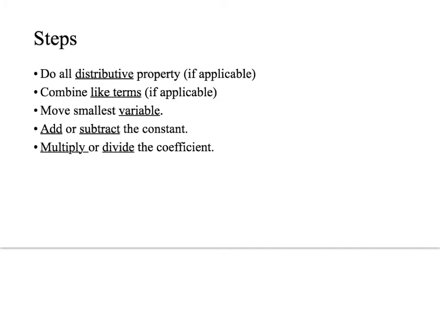The steps for this are to do all the distributive properties first, if you have any. Step 2, you're going to combine like terms, again, if you have any. Then you're going to move the smallest variable from one side to the other. The next step is to add or subtract the constant. And then the last step is to multiply or divide the coefficient.